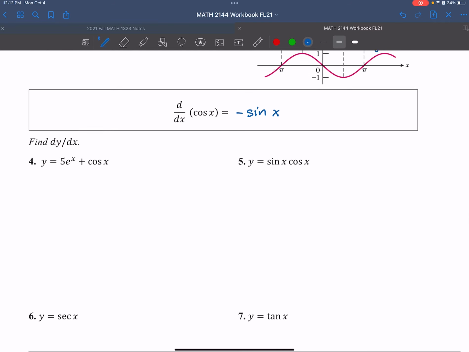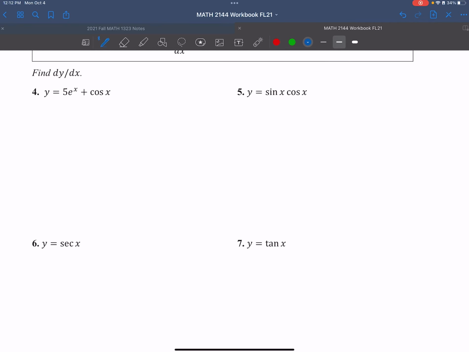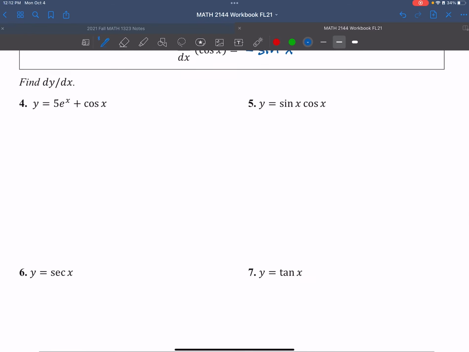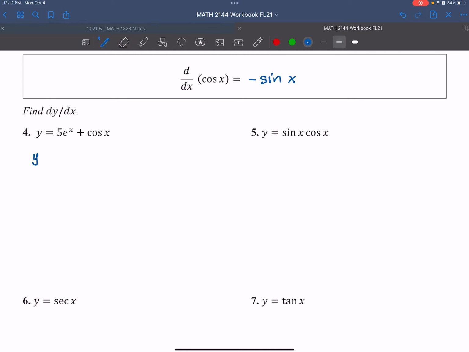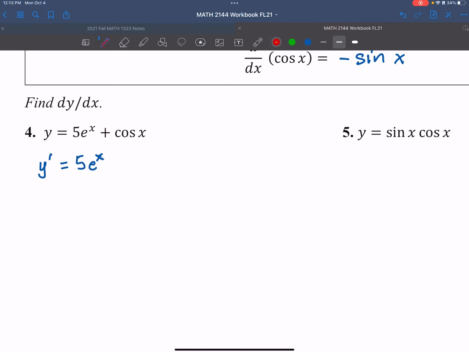All right, so we have a series of examples right here to look at in the context of our other rules. In the case of number 4, we have the derivative of 5 e to the x plus cosine of x. Well, this first one is simple because of the constant multiple rule, and the derivative of e to the x is e to the x. And the derivative of cosine, be careful, is going to be minus sine of x. So do be careful, because this was plus, this becomes minus.